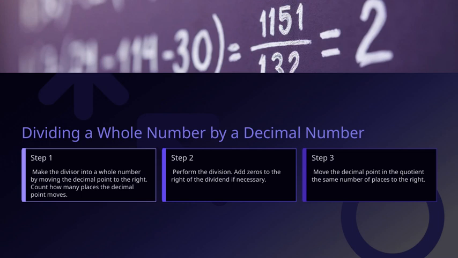Remember, the key here is understanding how shifting the decimal point in the divisor affects the division, and then applying that same shift to the quotient. This technique helps us handle divisions involving decimals smoothly and correctly.